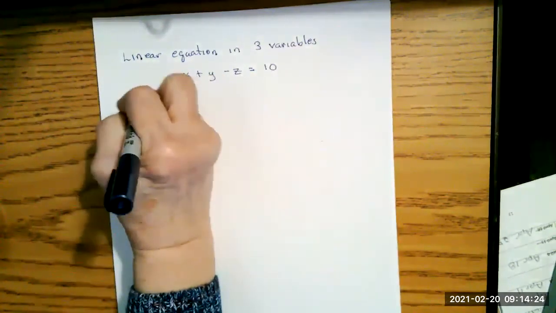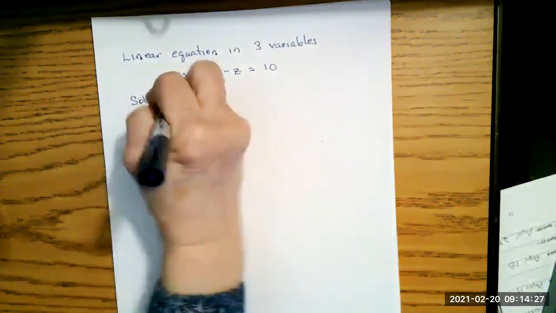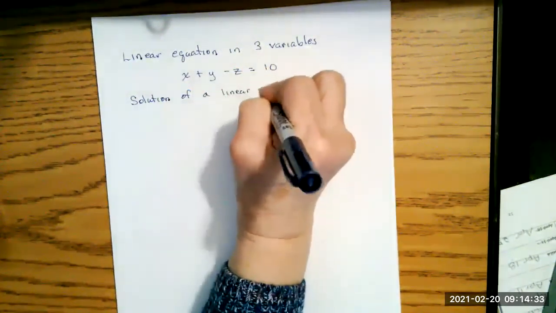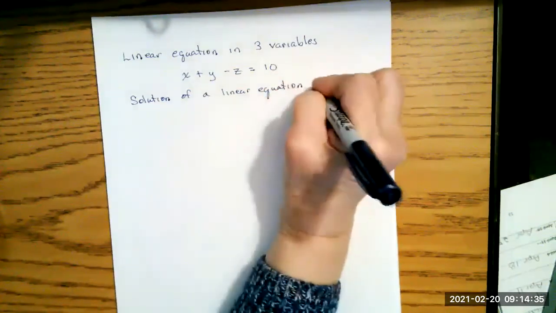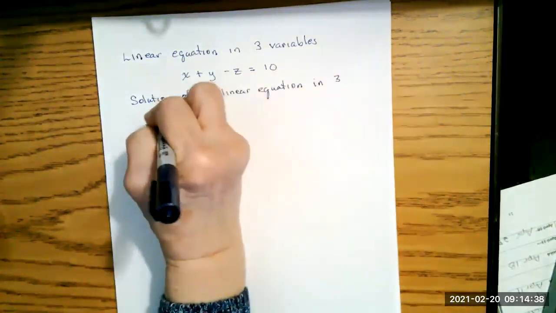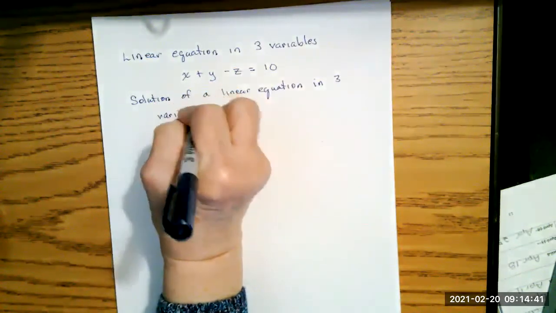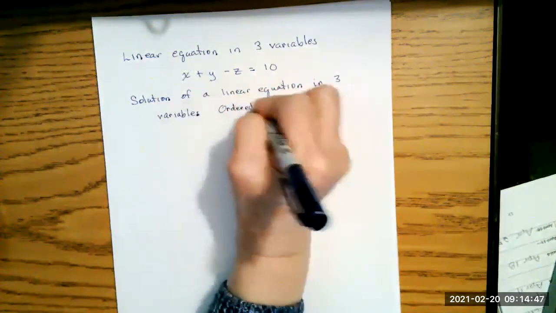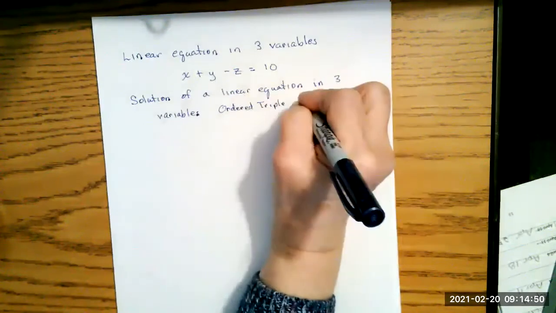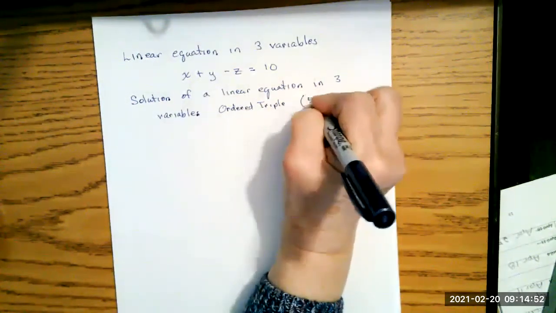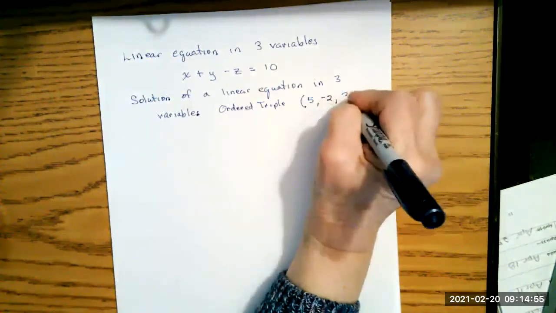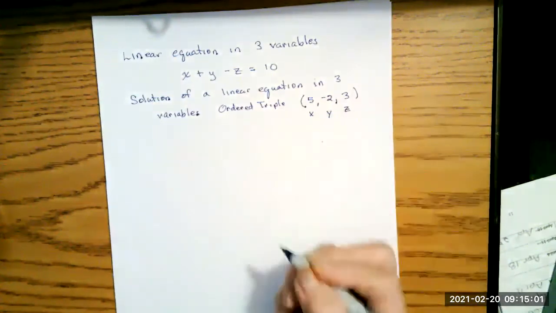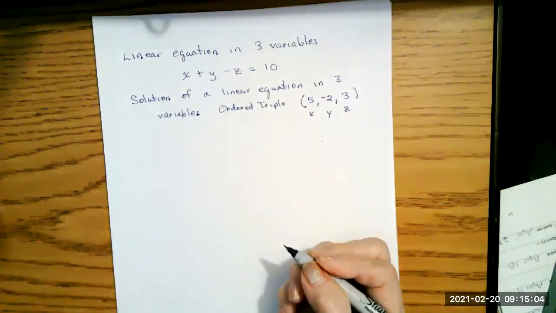A solution of a linear equation in 3 variables is called an ordered triple. And it looks like 5, -2, 3, where the 5 is your x, the -2 would be your y, and the 3 would be your z. So they will go in that order.